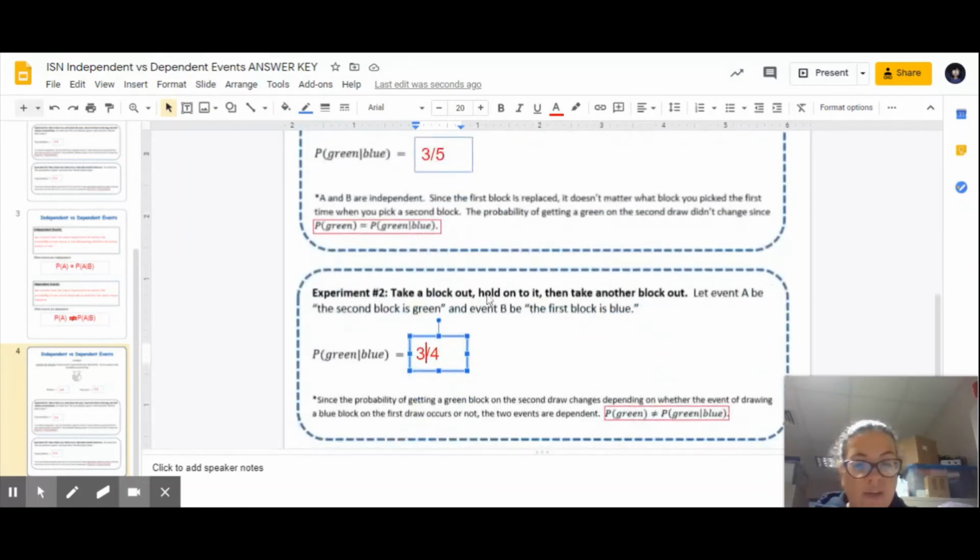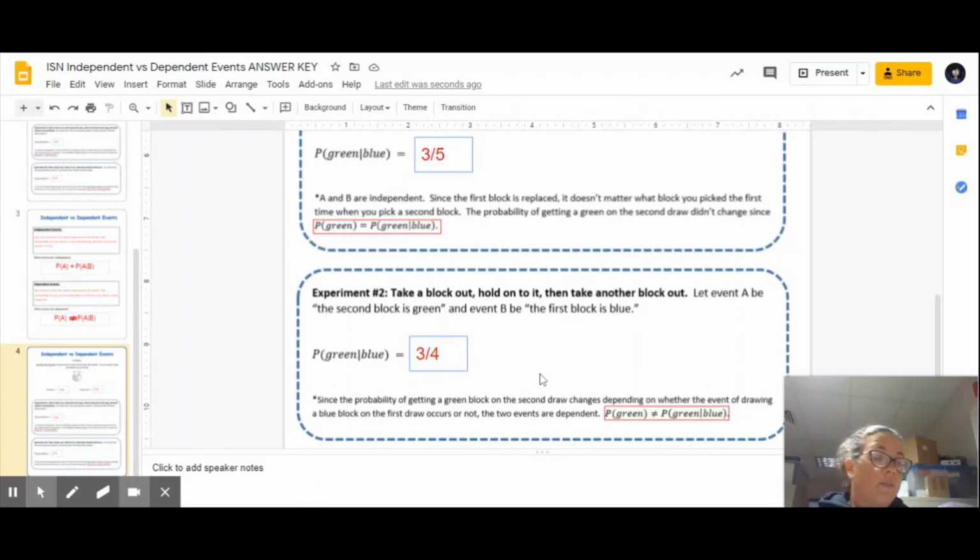So this situation where I'm holding on to the block and not putting it back is a dependent event. Whatever block I take out first, because I'm not putting it back, it's now changing what's in the bag. It's changing what the mixture is and now changing the probability of picking out a different block the second time. So when those probabilities are not equal, we end up with dependent events. Okay, so hopefully that explanation was helpful.